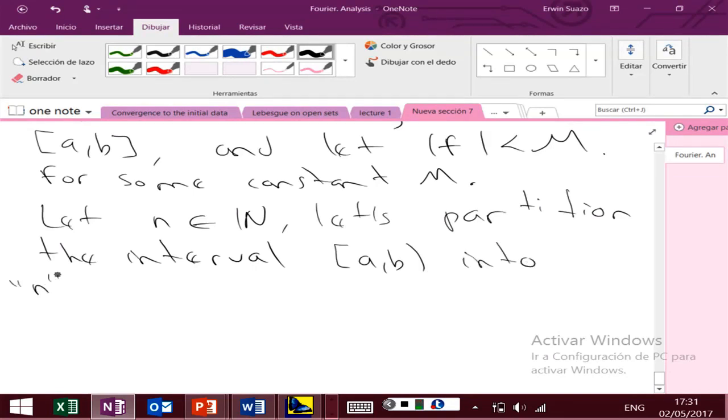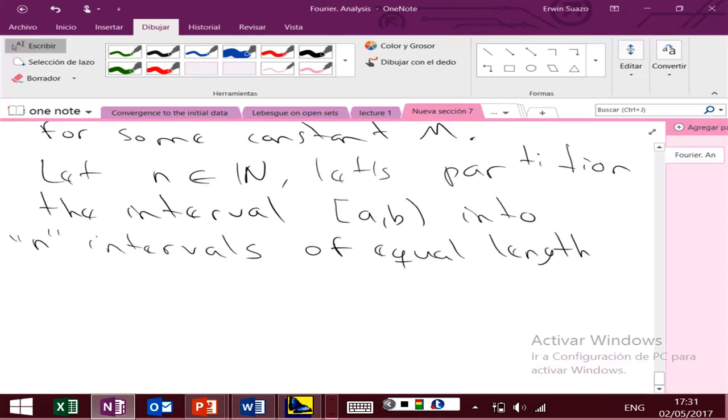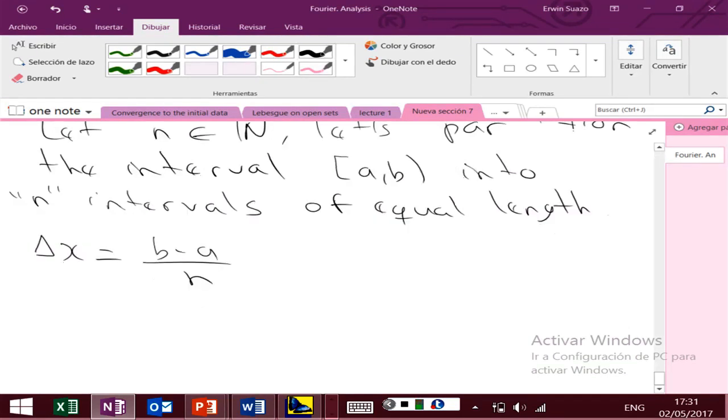into n intervals of equal length. Just like in calculus 1, we are going to take delta x equals b minus a over n. Okay, so we are going to consider the following intervals.